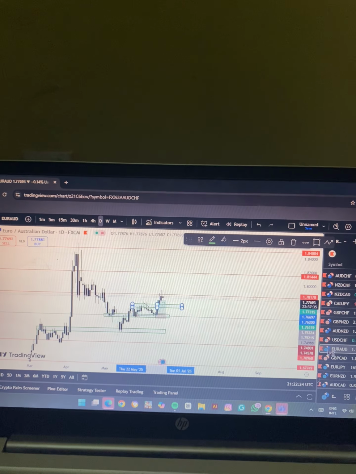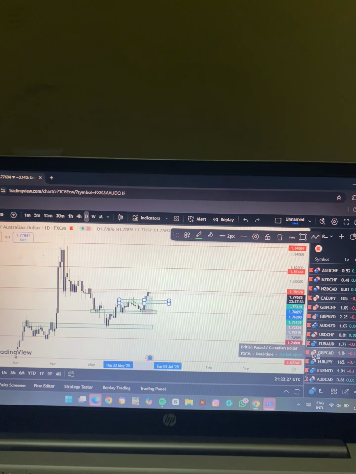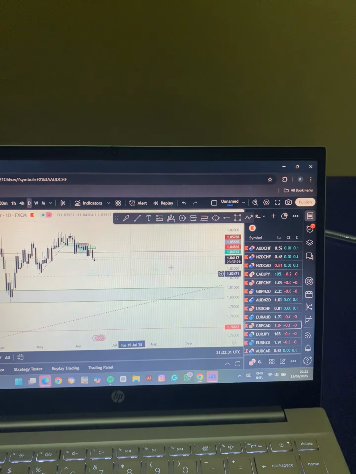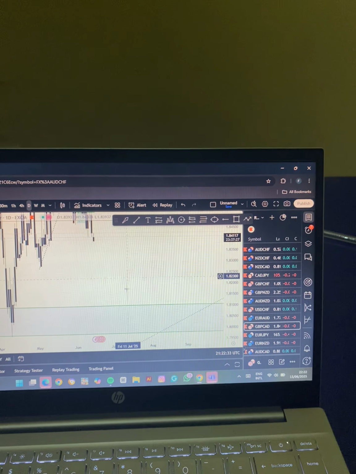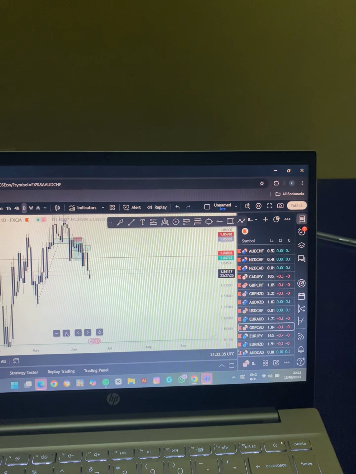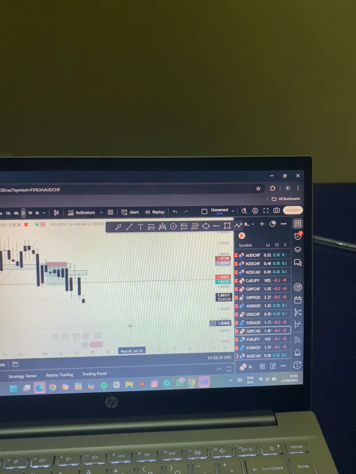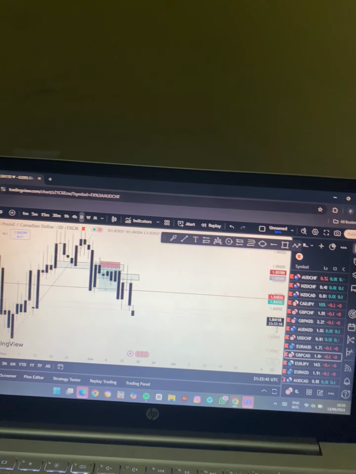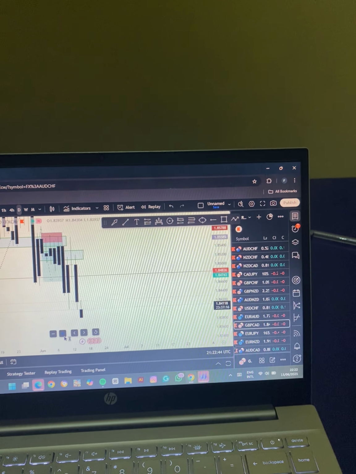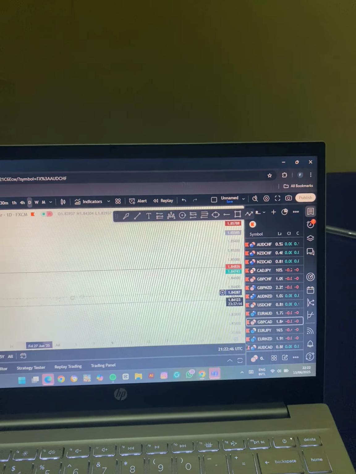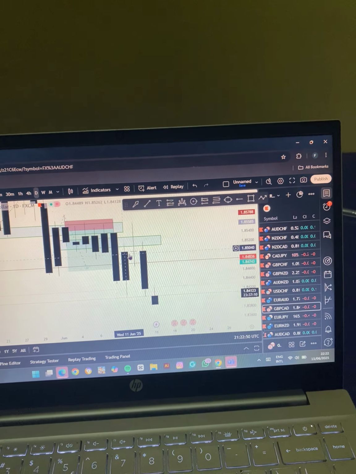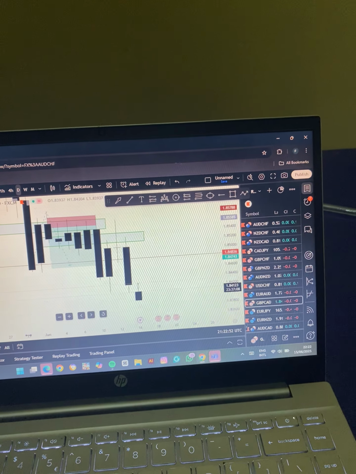Okay, that's for Euro AUD. Then for GBP CAD, this is another trade. I got in, hit my SL, then went straight in profit, sadly. And even more, if I did the set and forget, this would have been a wonderful trade, bro. Like I always say, it is what it is.